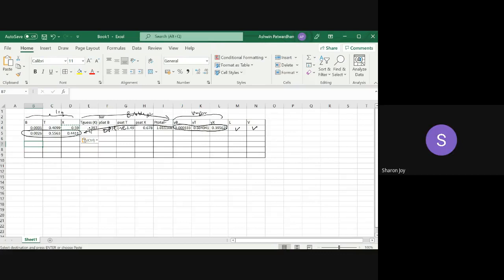No, something is wrong in your XT calculation, because we are going upwards, right? We are going upwards from the bottom of the column, so it will get enriched in the volatile components. Yes, sir.